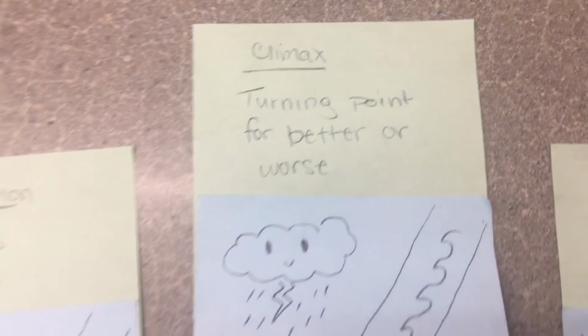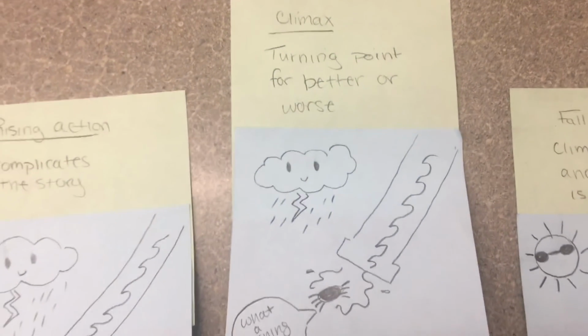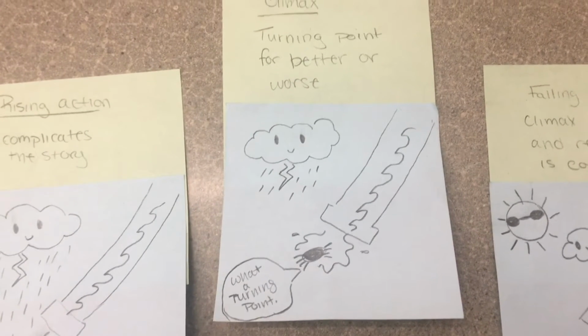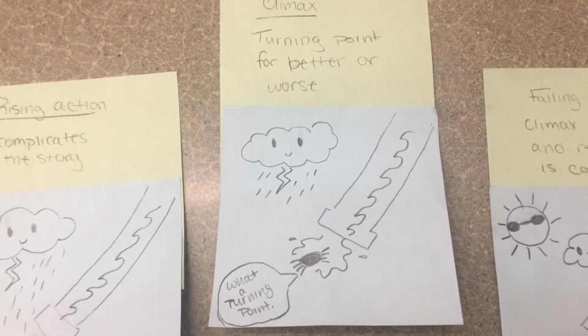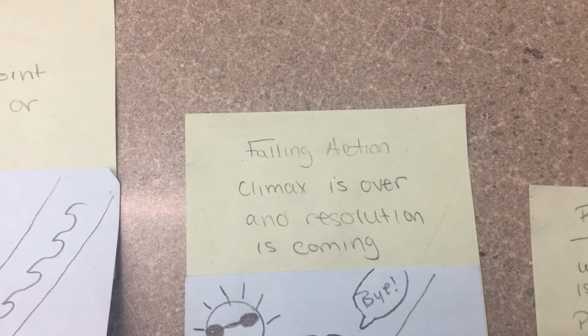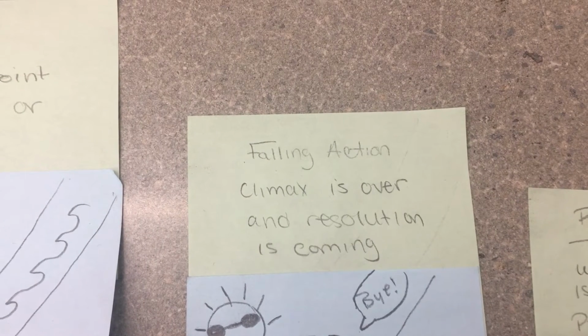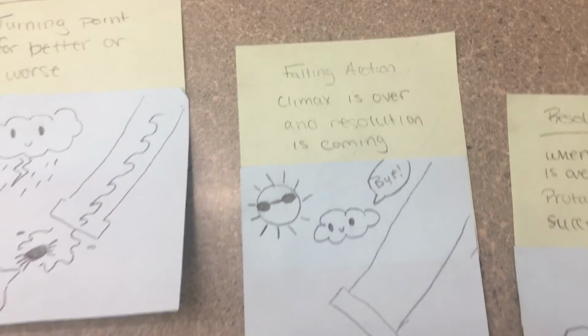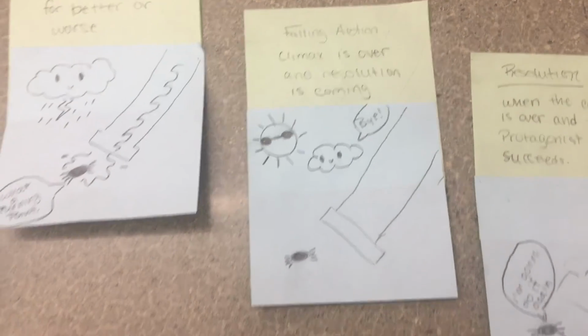The climax is the turning point in the story that can be for better or for worse for the character. For the Itsy Bitsy Spider, it is for the worse, since the rain washed the spider out of the spout. The falling action shows that the climax is over and that the resolution is coming. In the Itsy Bitsy Spider, the falling action is when the sun comes out again and dries up all the rain.